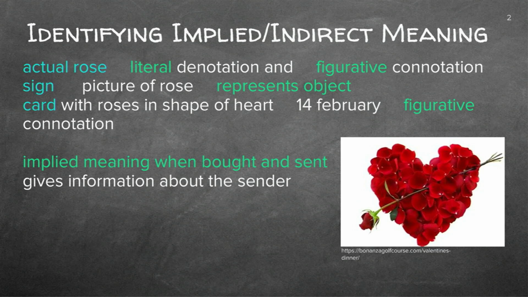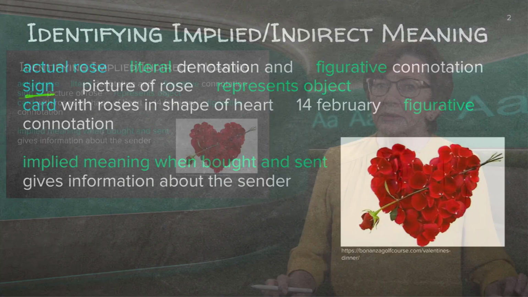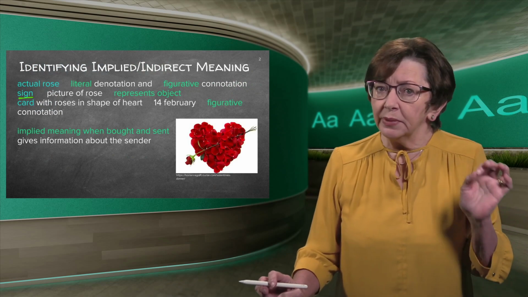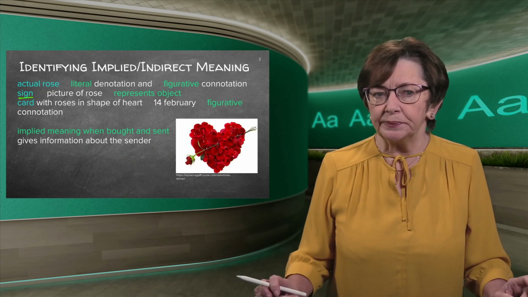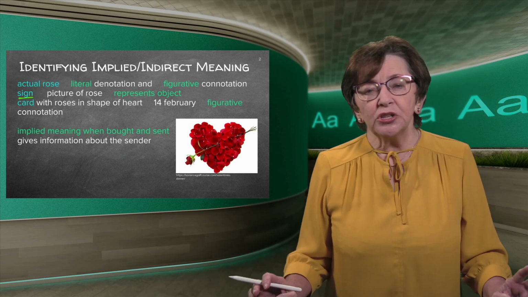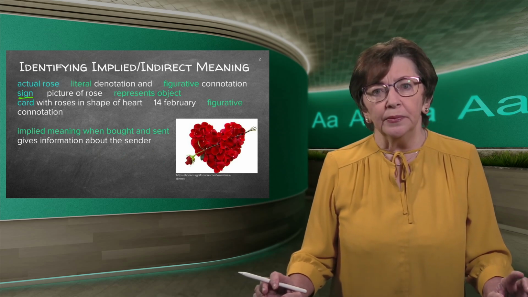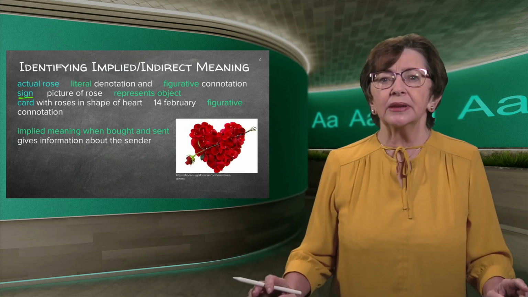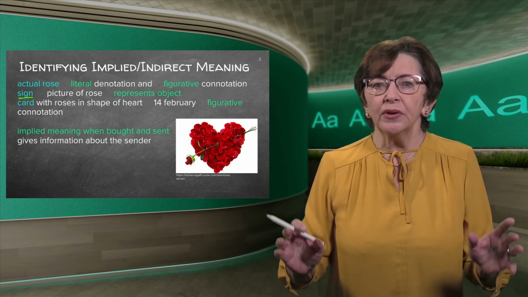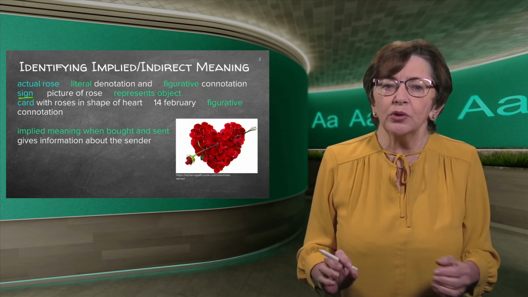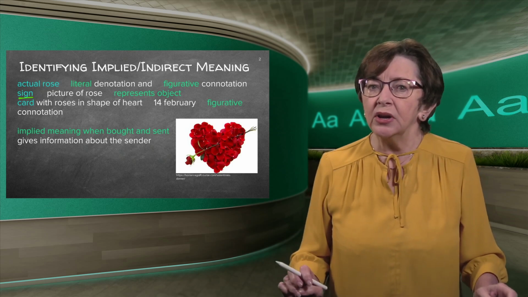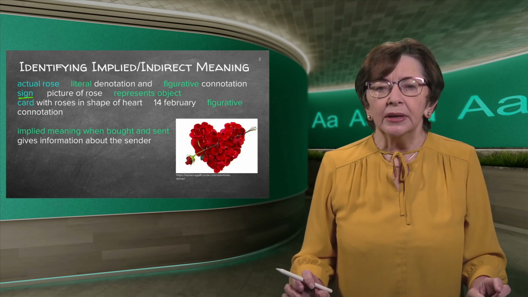Now, if you draw a picture of a rose, it becomes a sign, right? Let's say, for instance, you send somebody not the actual rose, but the picture of the rose. It is a sign and it represents the object. Now, what happens when you visit a shop and it's Valentine's Day and there is a card, and on the card there is a sign? In other words, the sign of the rose, the picture of the rose, which represents the object on the card.